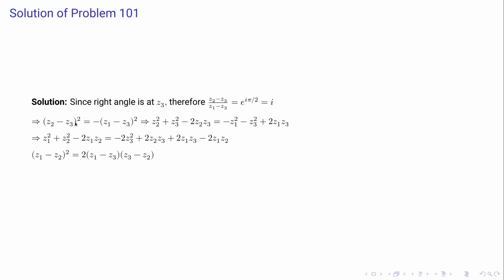You will get (Z2 minus Z3) whole square is equal to minus (Z1 minus Z3) whole square, which you expand to get this value. And then you bring Z1 to the left hand side and you bring Z3 to the right hand side. And then subtract 2 Z1 Z2 on both sides. And then it is a simple matter of finding the common factors to get the desired result.